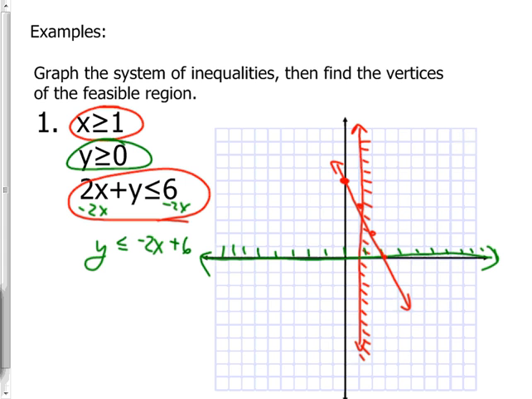Now, from here I just have to shade it in. And which way should that one be shaded? It says less than. So I shade under it. And where do they all come together? All the shading comes together right in there. That's what we were looking for.